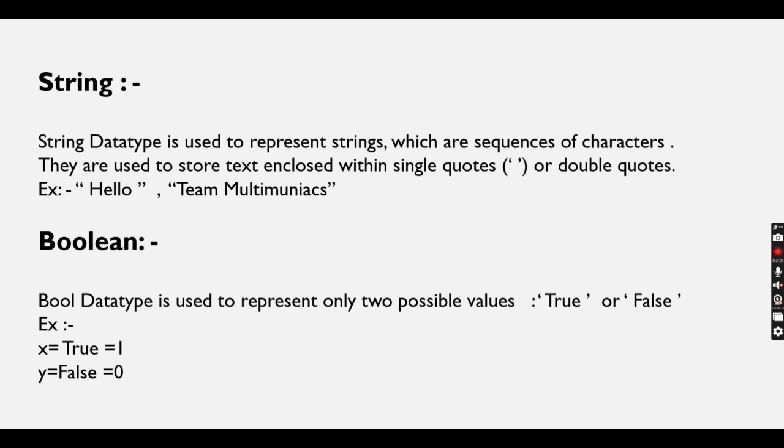The next one is the boolean. The boolean data type is used to represent only two possible values, true or false. Like we are going to store x = true, y = false. True is nothing but the binary value 1, and false is nothing but the binary value 0, right? Booleans are often used in logical expressions and control flow to make decisions or determine the outcome of conditions. They are fundamental for creating conditional statements and loops in programming. So we will learn it further while programming practically.